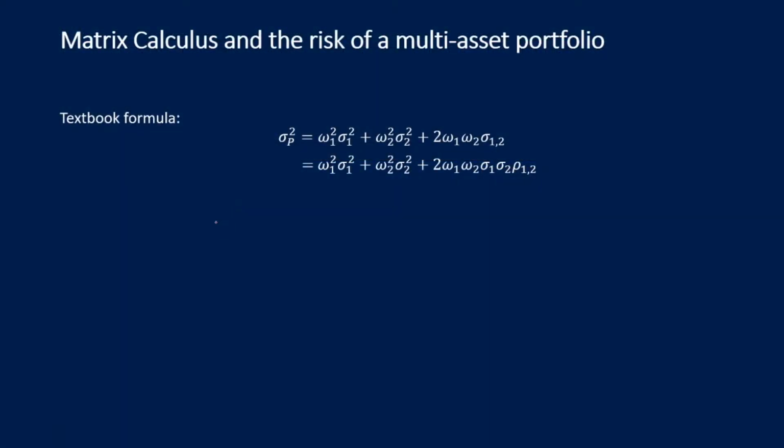Okay, and now I would like to show how to transform this textbook formula into matrix calculus. I would like to start with disentangling this formula into two vectors, or one vector and a matrix. I would like to show how this works out for the two-asset portfolio, and then we generalize and see what happens in the multi-asset portfolio.